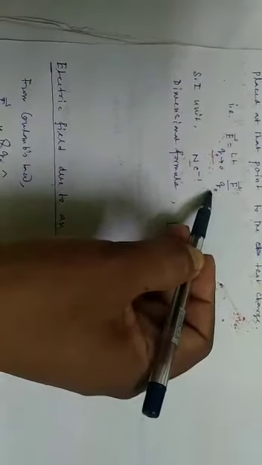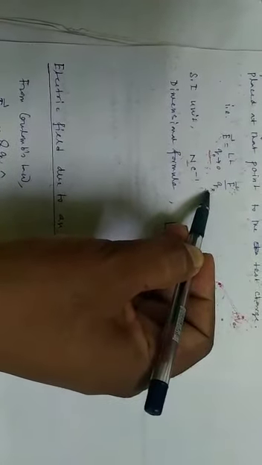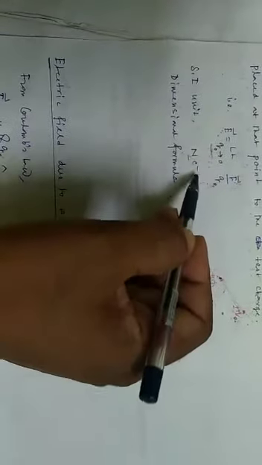Clear? Now the SI unit of electric field is very clear to understand. Force is in Newton, Q naught, that is charge, is Coulomb, so Newton per Coulomb. What is the dimensional formula? We can easily calculate F by Q: F is MLT to the minus 2, charge is ampere into time, so it becomes MLT to the minus 3 ampere inverse.